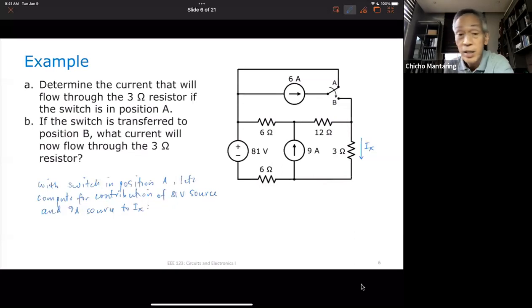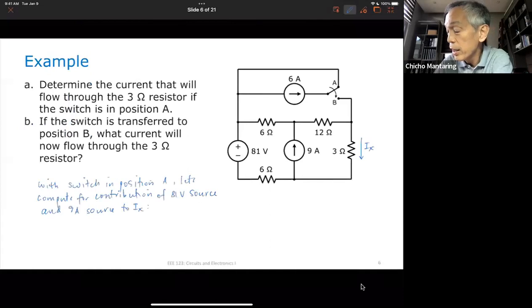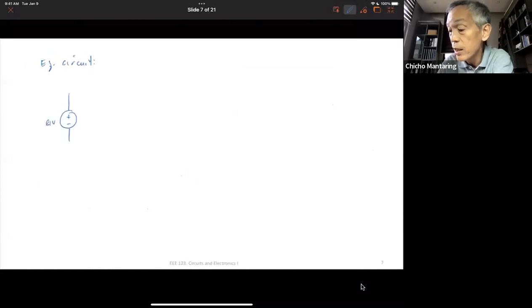What technique can I use? Let's use nodal analysis. What is my equivalent circuit? I'll just take this out. So my equivalent circuit will look as follows. I have my 81-volt source, then I have the 6 ohms here and 6 ohms there.